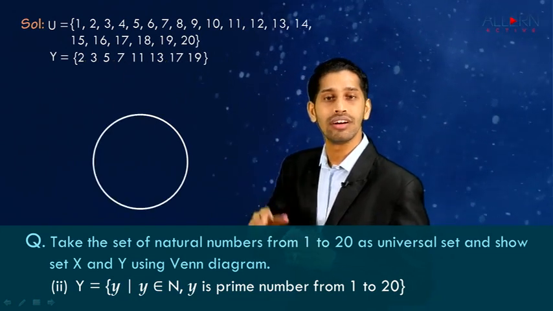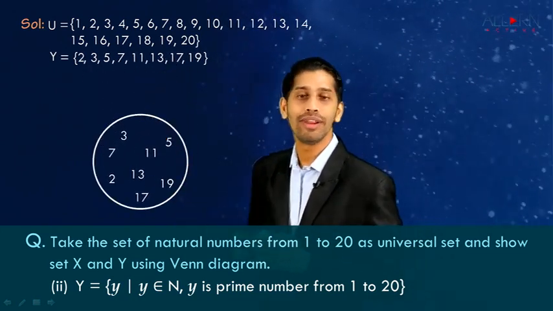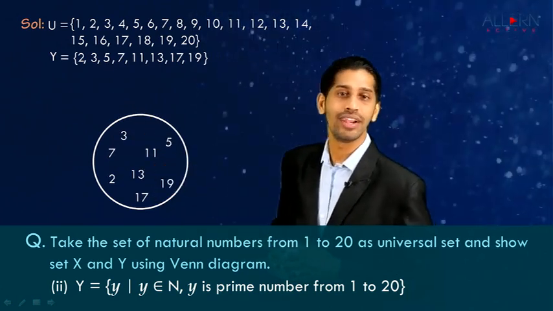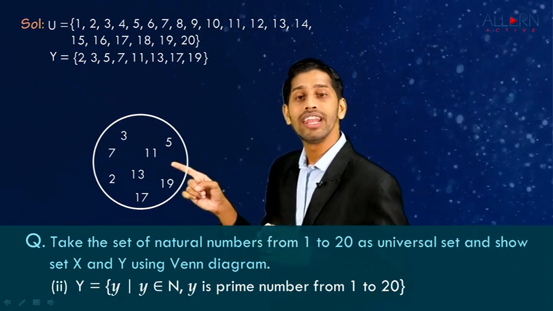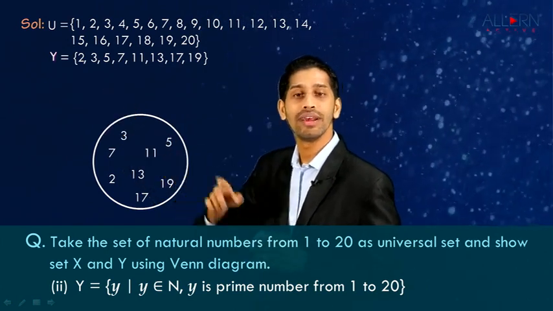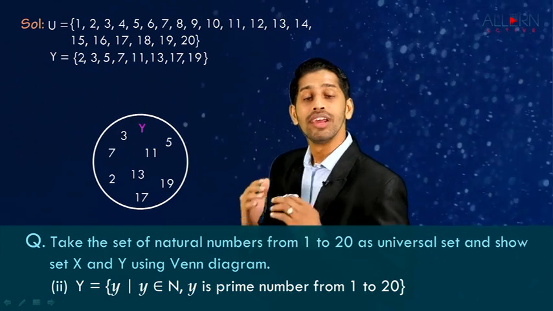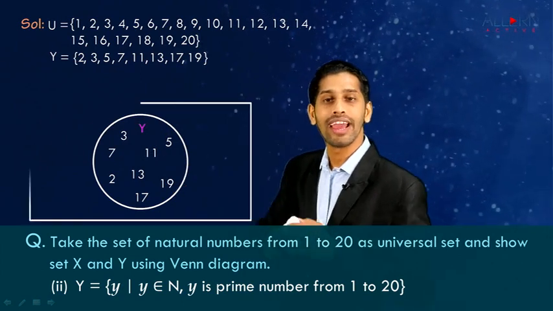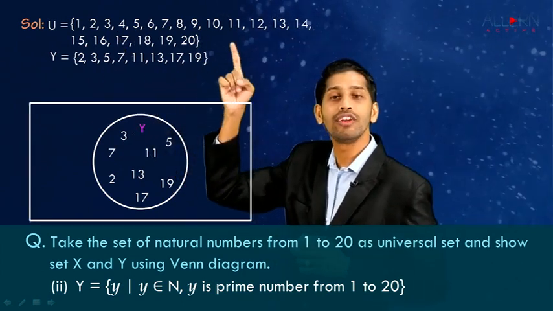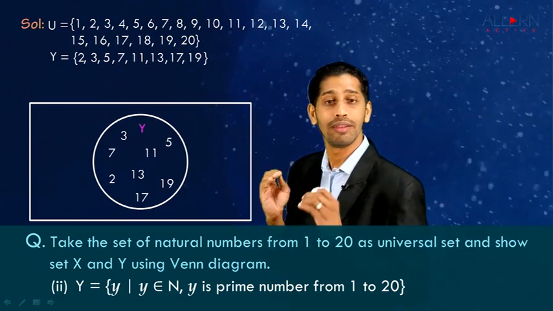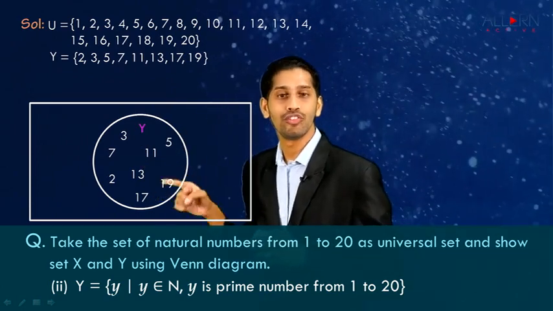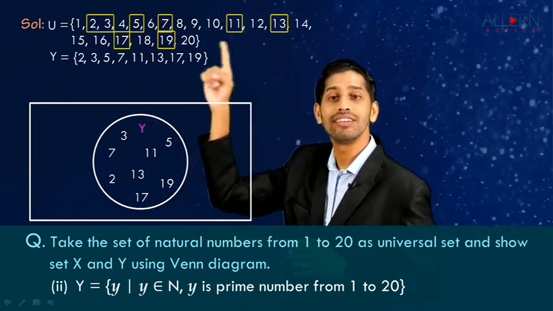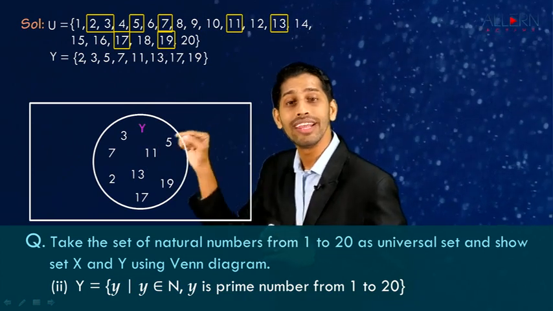We can draw a circle and we need to write all the elements of set Y, that is 2, 3, 5, 7, 11, 13, 17 and 19. And since all the elements belong to set Y, we'll give it its name as set Y. Right? Now we will draw one more geometrical figure for set U. So we draw a rectangle and we need to write all the elements of set U in this rectangle. But remember one thing, repetition of elements is not allowed. That means we are not going to write 2, 3, 5, 7, 11, 13, 17 and 19 again, because they are already there in this rectangle.